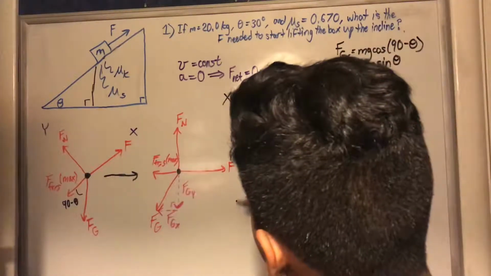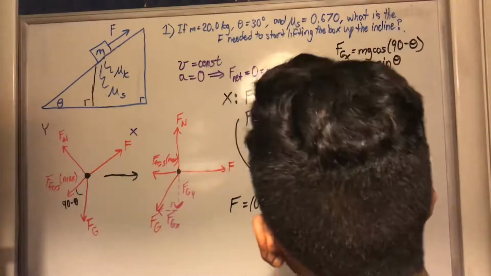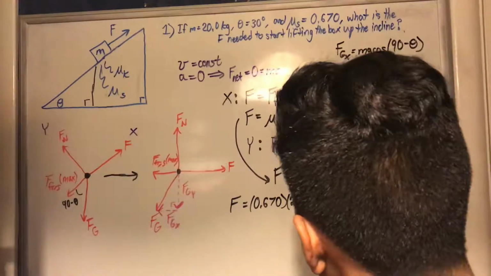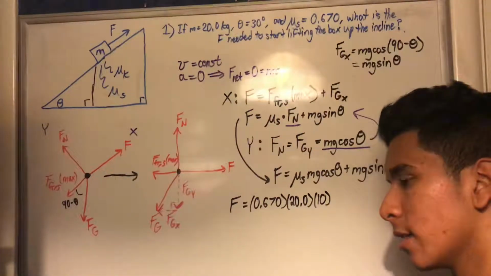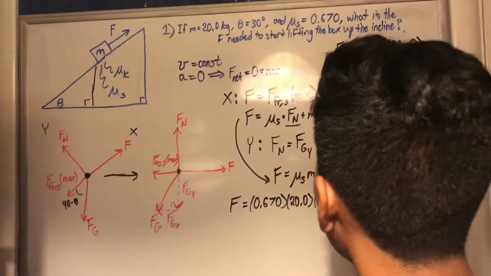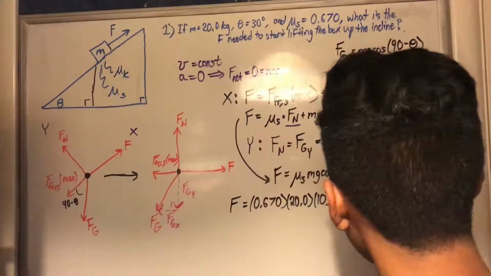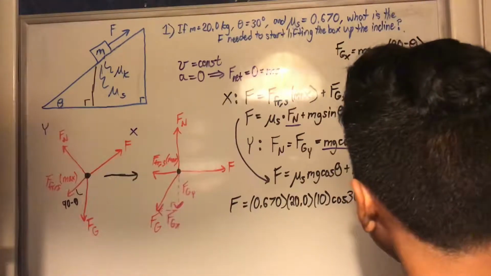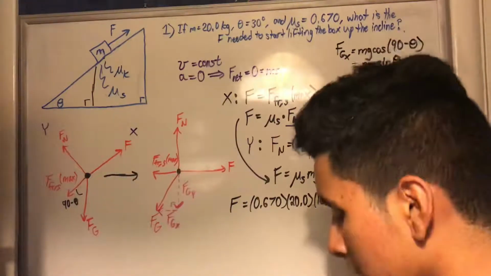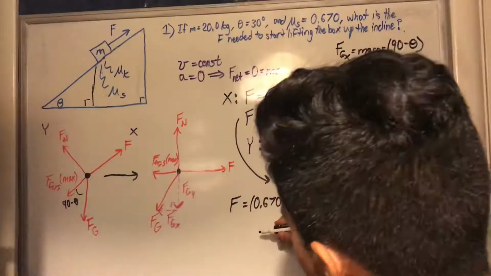So now f equals mu s, which we said was 0.670, times the mass of the box, 20 kilograms, times g, I'm going to use 10 in this case. You can use 9.8, but it'll give you an answer around the answer that I'm going to get. They're both completely correct, though, in the context of a test or quiz. Times cosine theta, the angle is 30, plus, once again, the mass times g, which is 10, times sine 30.